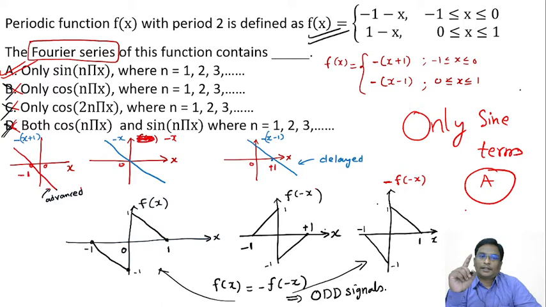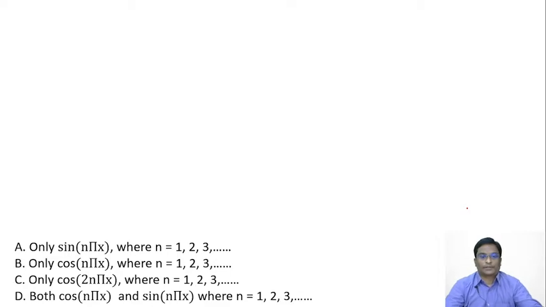See here, again, if you want to check the half wave symmetry, since they have not asked whether only even terms or odd terms are present, no need here. No need to check the half wave symmetry. Just check whether the given signal is an even signal or odd signal. Given signal is an odd signal. Therefore, all the cos terms are absent. Therefore, consider only sine terms. That's it. Option A is the correct answer.